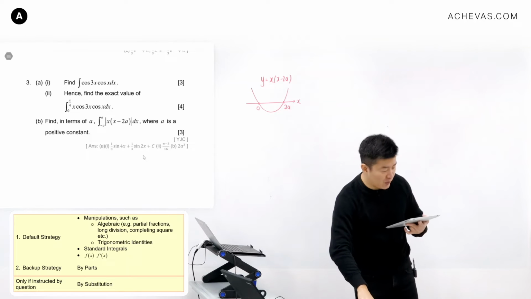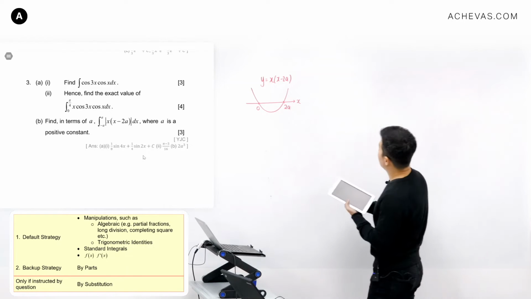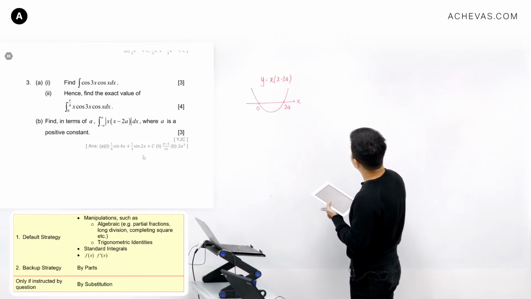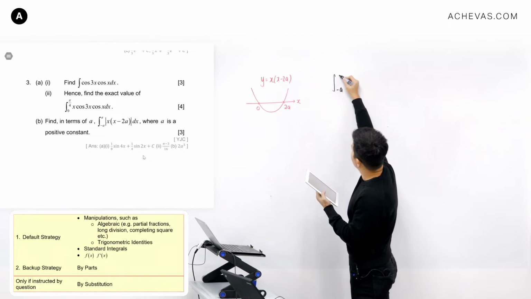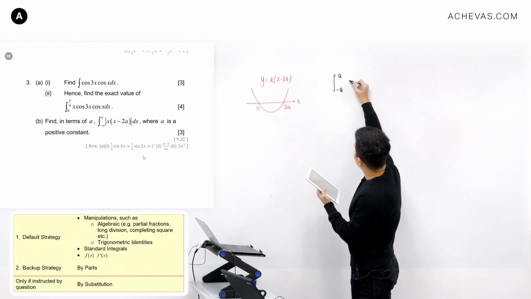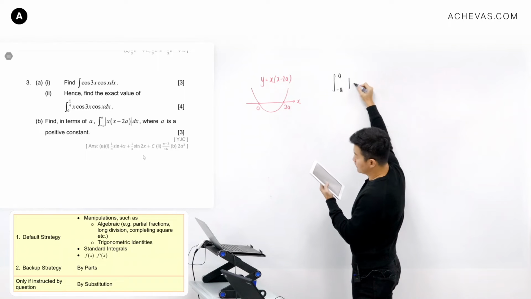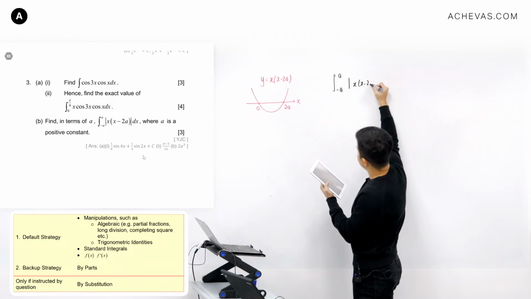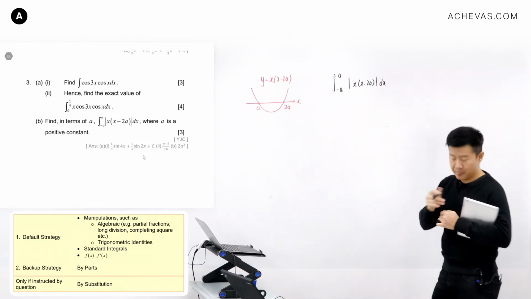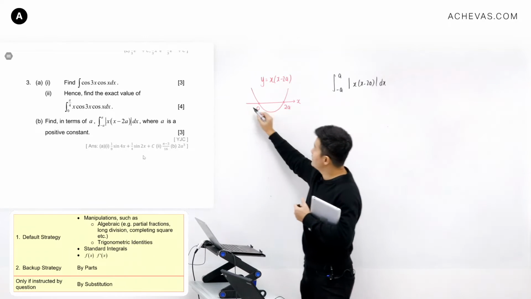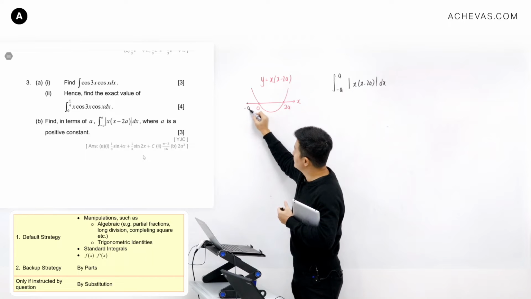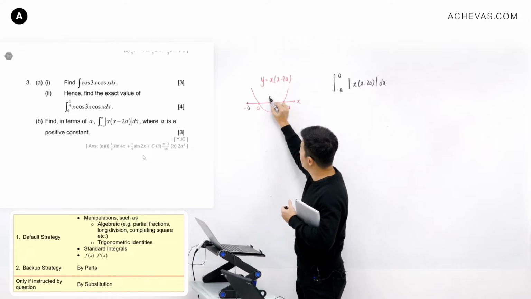And for the integration that we are trying to work on, we are trying to integrate from minus a all the way till a of the modulus of x(x minus 2a) dx. So on this, where is minus a and where is a? Minus a will be somewhere here, minus a, and a is going to be somewhere here.